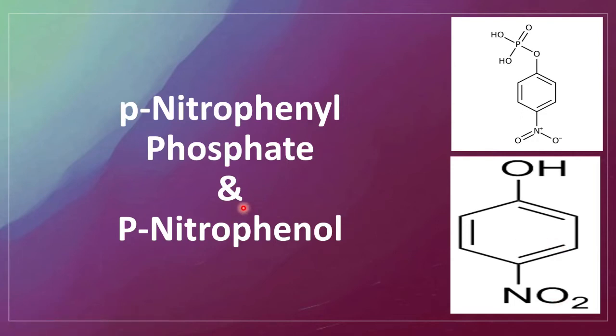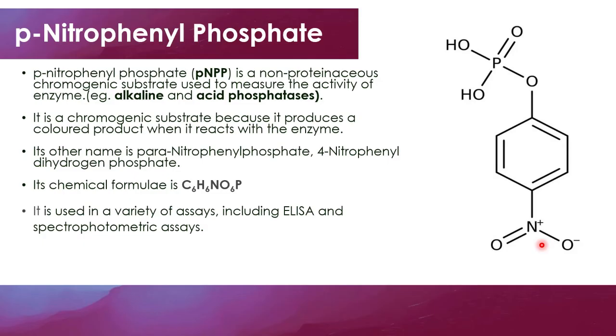So in today's class and video, we are going to look at an artificial substrate known as p-nitrophenol phosphate and another compound, p-nitrophenol. So this is the molecular structure for p-nitrophenol phosphate, and this is for p-nitrophenol. We'll start by looking at p-nitrophenol phosphate.